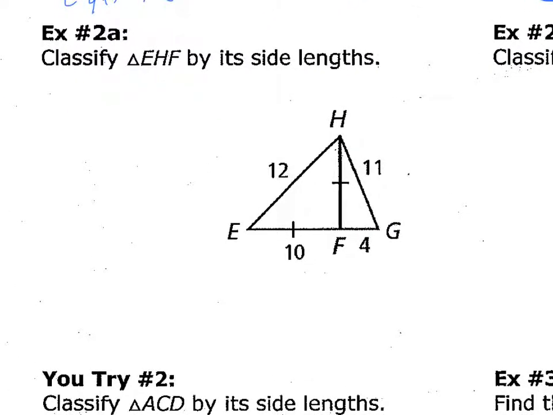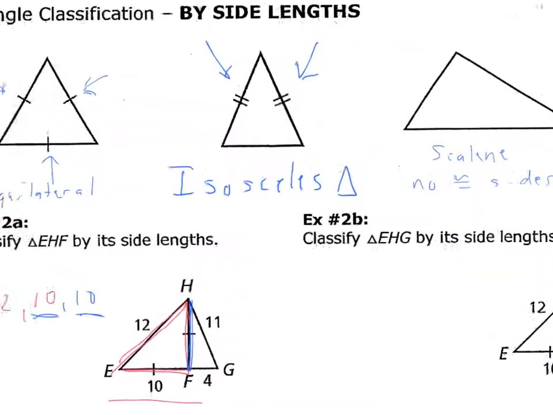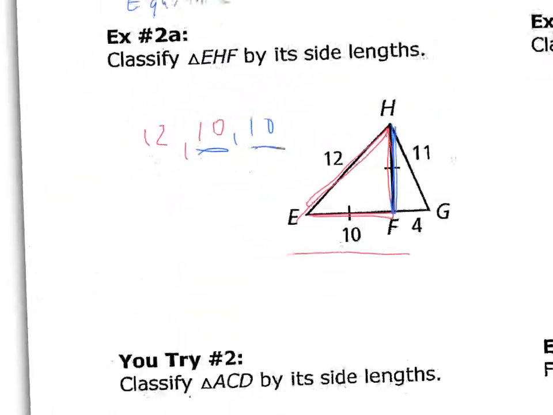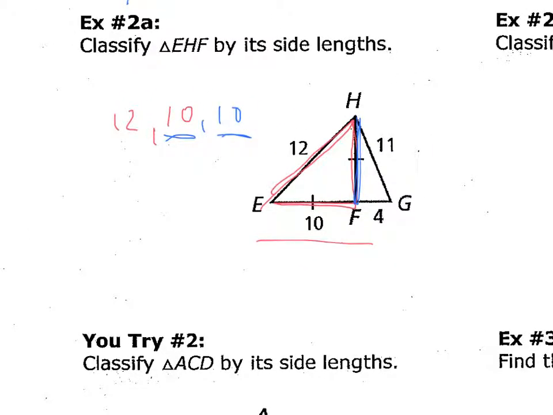Okay, so we want to classify triangle EHF. Okay, so this guy right here. Okay, and we would have a side length of 12. And then it looks like EF is 10. And it says that EF is congruent to HF, so they would also be 10. Okay, so since you have a triangle that has two congruent sides, you would then classify it as an isosceles triangle. Okay, so this guy is isosceles.